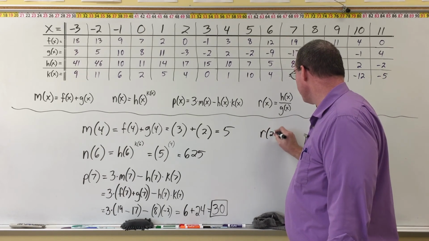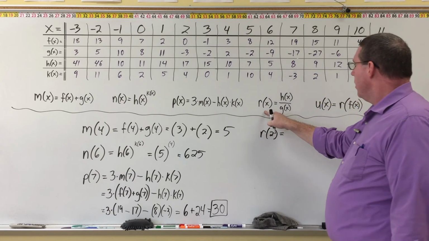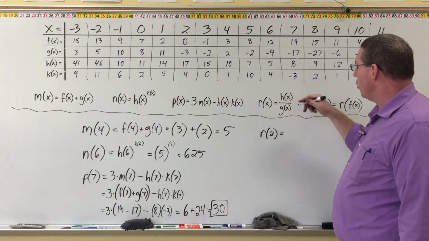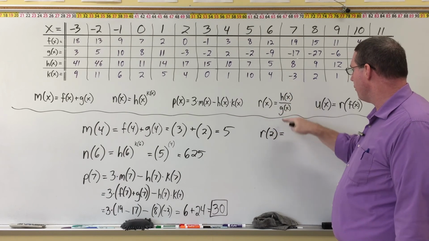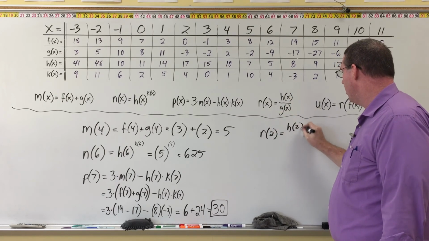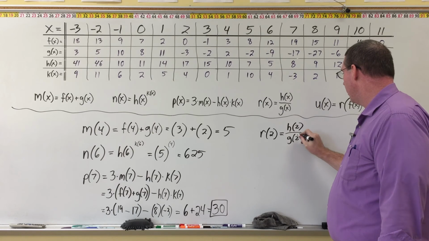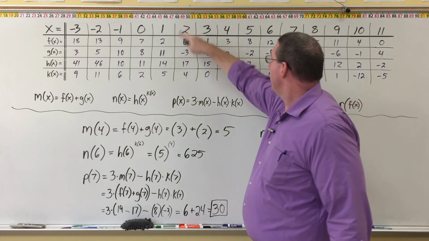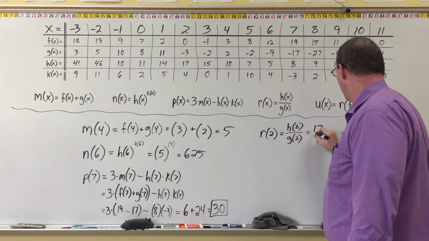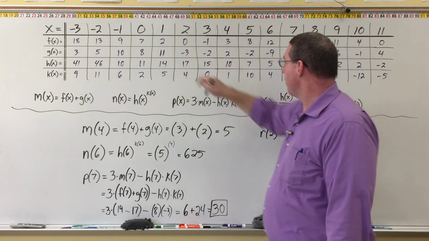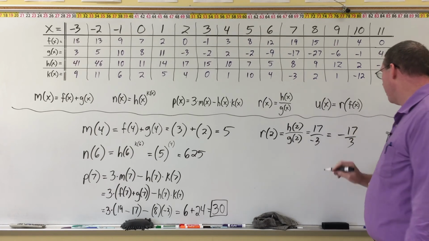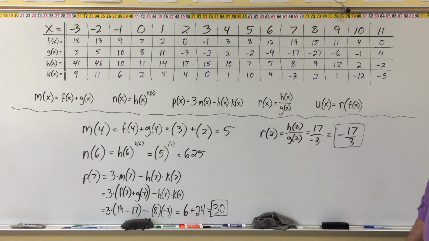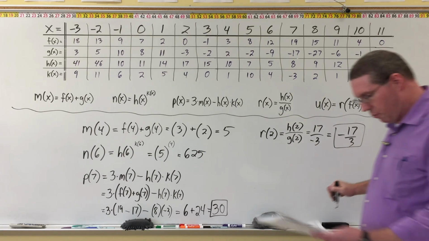We're almost done. And r is a function of the quotient of h and g. Okay, so we're just going to plug in 2 for the x's. So we're going to have h of 2 divided by g of 2. Well, h of 2 is 17. G of 2 is negative 3. And so that's basically just negative 17 over 3. Okay, that's our answer, negative 17 over 3. Now, if this could be simplified, you would simplify it. Okay? All right, last one.